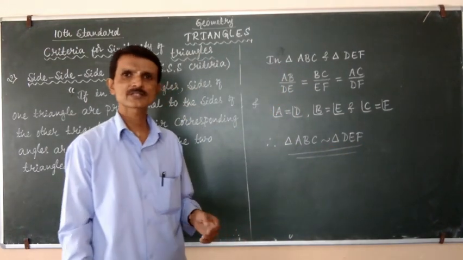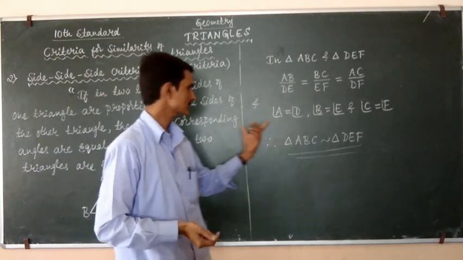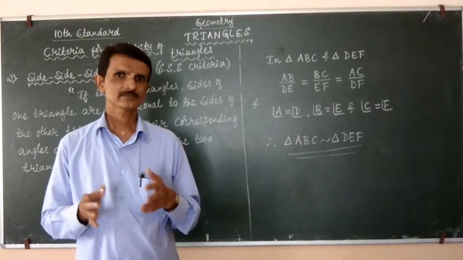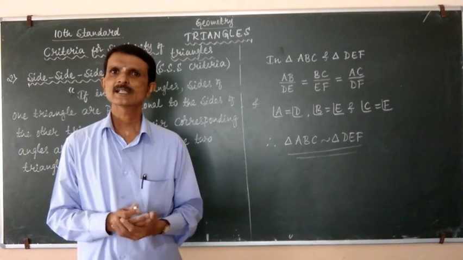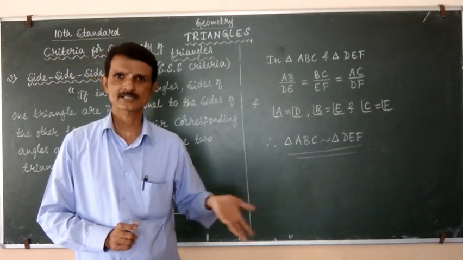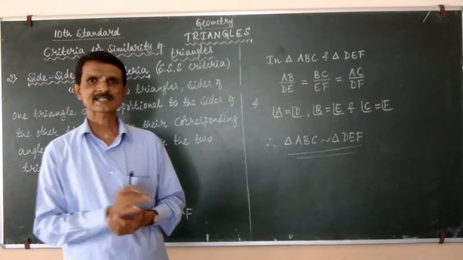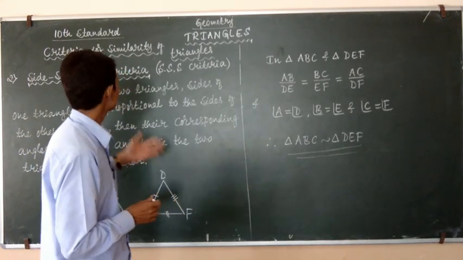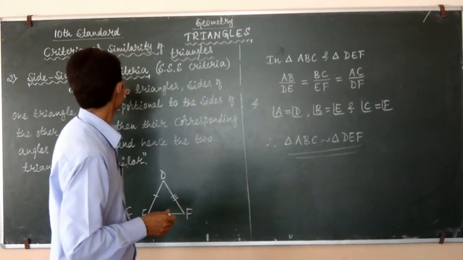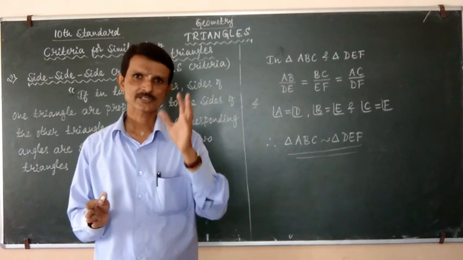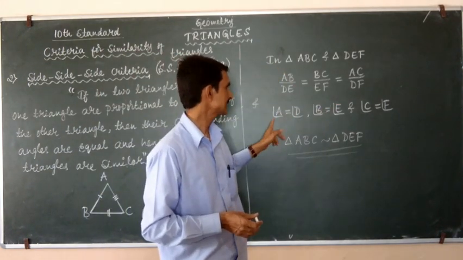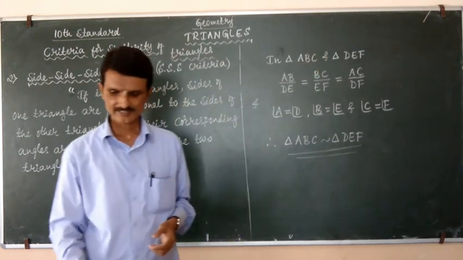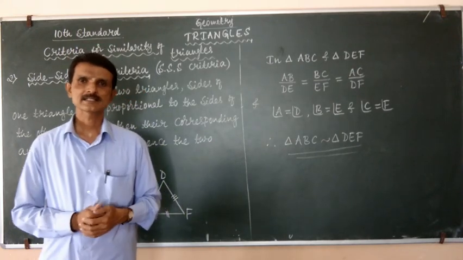So that means we are going to use different criteria to show the two triangles are similar, which we have already studied in the previous classes. We used different axioms to prove the congruency of the triangles: SSS axiom, SAS axiom, ASA axiom. Similarly, here we are going to use different types of criteria. In this criteria, we use the three sides. If the ratios of the three sides are equal, then their corresponding angles are equal. Therefore, we can write that these two triangles are similar. Yes, students, now we shall see the next criteria.